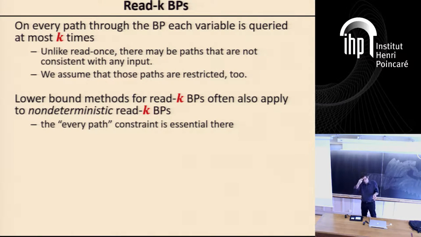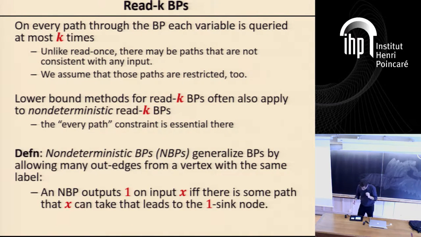So what's a non-deterministic branching program? You might have multiple outgoing edges that are labeled the same, so on x1, there might be multiple places you could go to on 0, and multiple places you could go to on 1, and it accepts if there's some path that will get you to output 1. So the every-path constraint is even more important for non-deterministic branching programs, because it includes paths that are not necessarily consistent. They generalize branching programs by allowing many out-edges from a vertex with the same label. A non-deterministic branching program outputs 1 if and only if there's some path that x can take that leads to the 1 sink node.